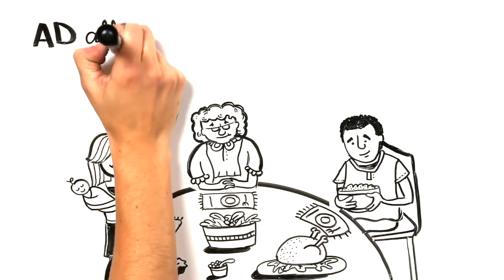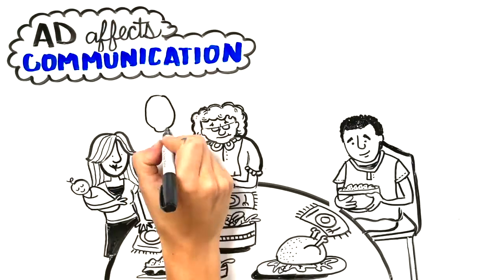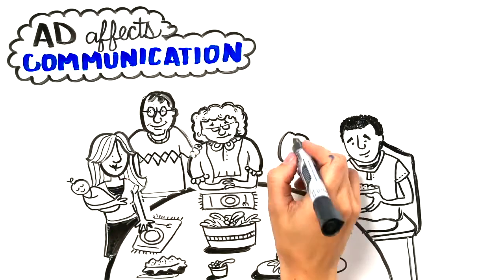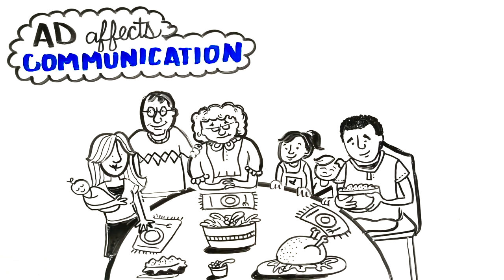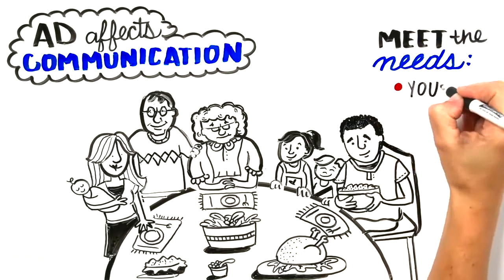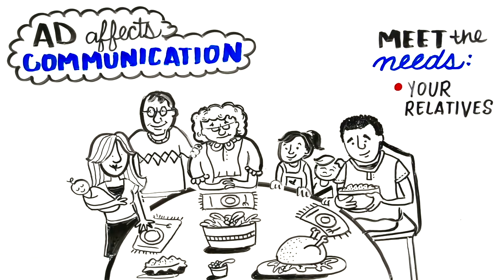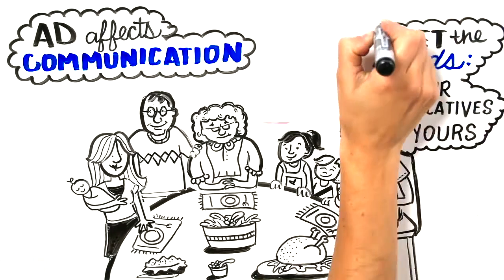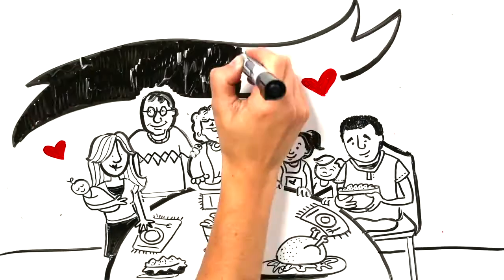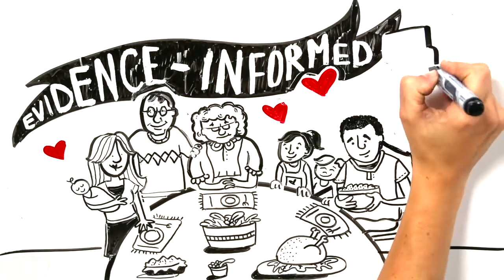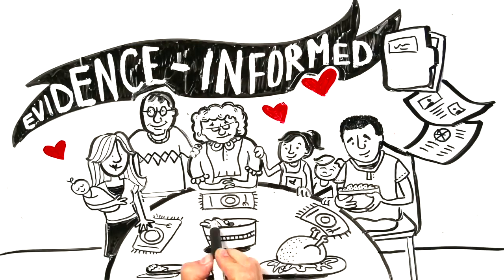Alzheimer's disease affects communication between family members and relatives with Alzheimer's. You as a family member can adjust your communication to meet the needs of your relative with Alzheimer's disease and to meet your own needs. We present evidence-informed suggestions to enhance your communication for relatives with Alzheimer's disease.